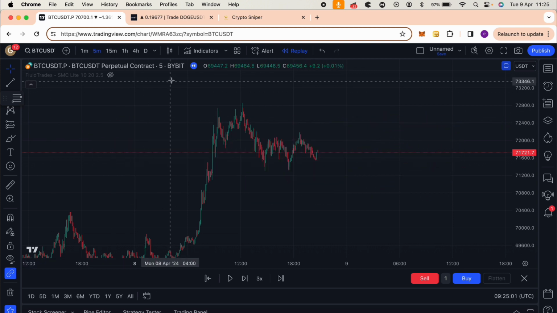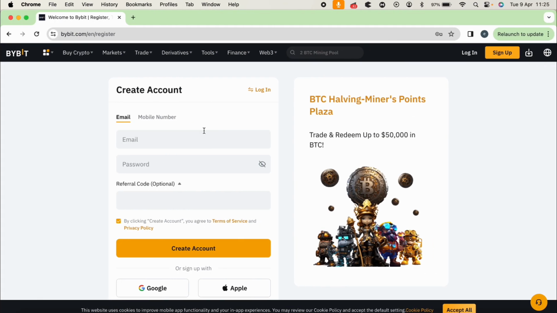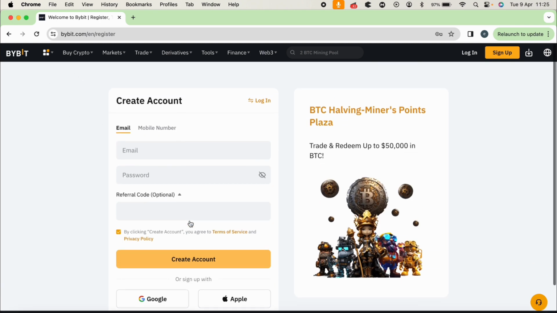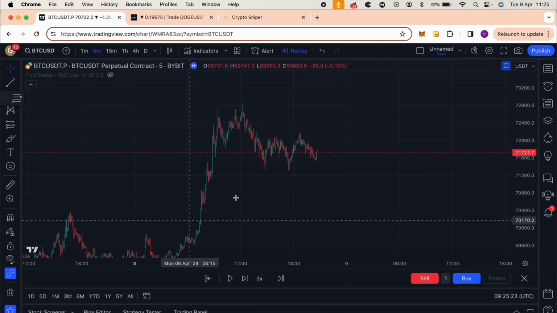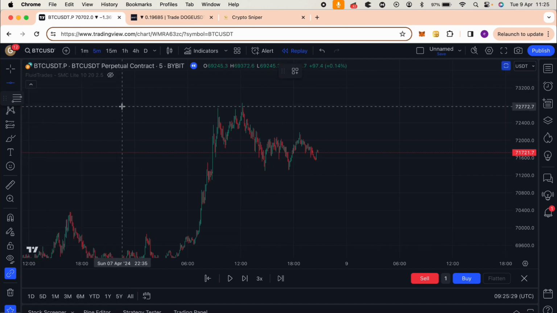So let's go ahead. First of all, for trading, this is TradingView, but the exchange where we are going to place our trade is Bybit. So basically what we need to do, we go here, we start to draw some lines.